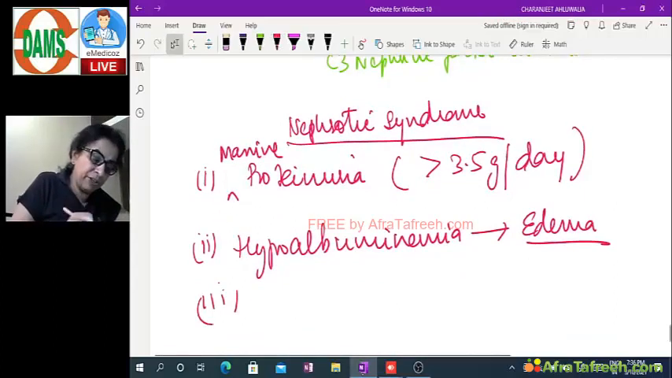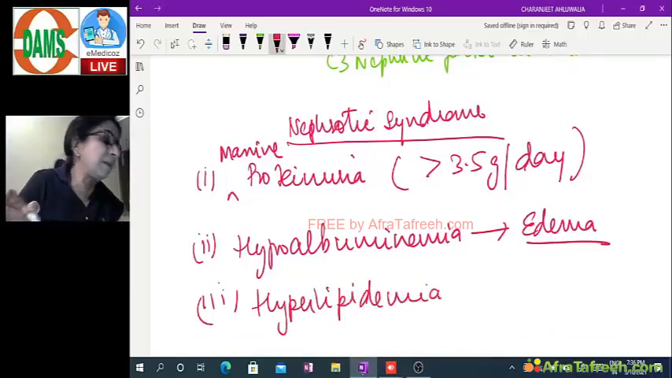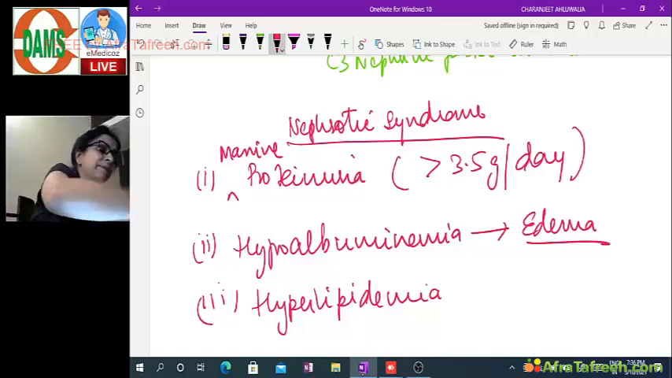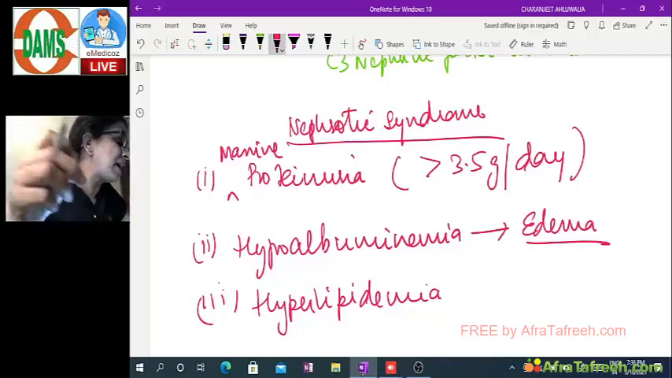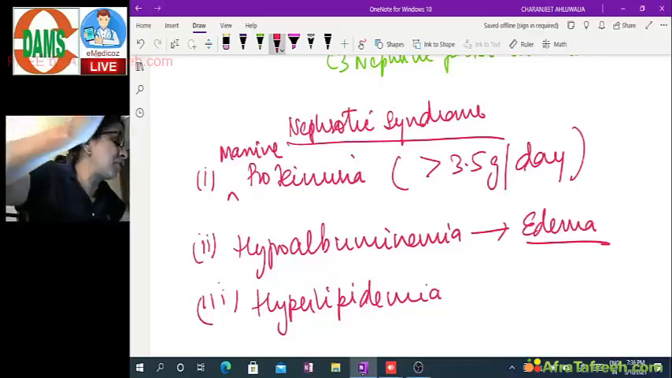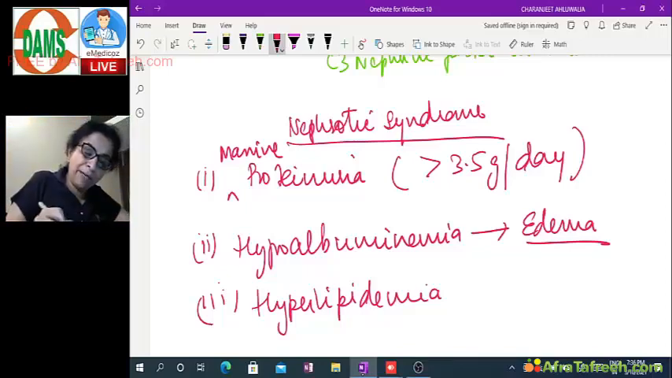Third important feature, they have hyperlipidemia. They have lots and lots of triglyceride and cholesterol in their blood. Now why is there this hyperlipidemia? This is because there is proteinuria. Proteins are lost in the urine. To compensate for the loss in protein, the body is manufacturing more lipid. So now there is hyperlipidemia.